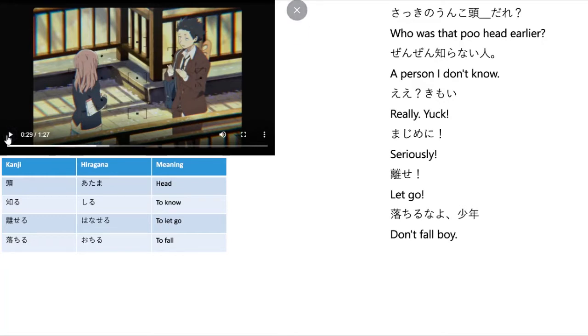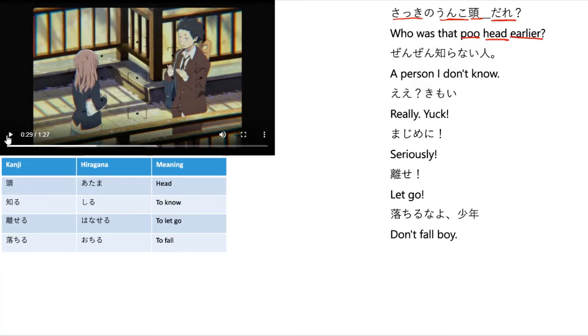Okay, so while that sorts itself out, saki means earlier. So we're actually starting saki at the beginning. And we've got unko atama, which means unko literally means poo, atama, head. So poo head. So I guess because he has a poo shaped head.